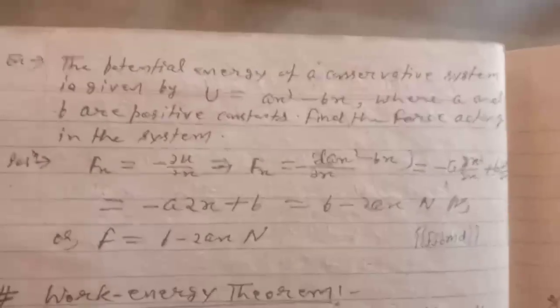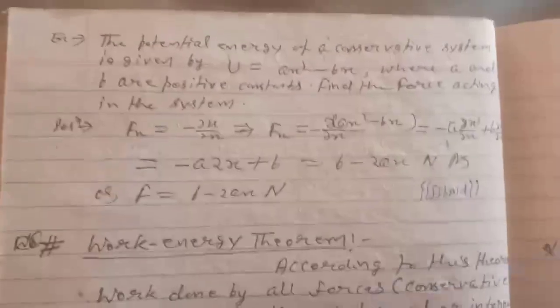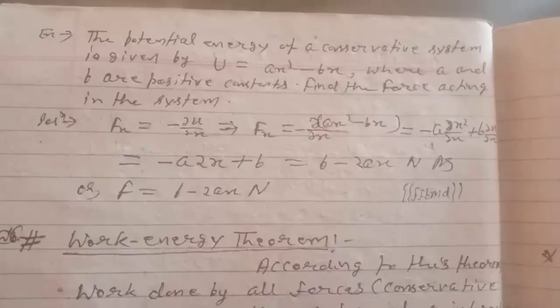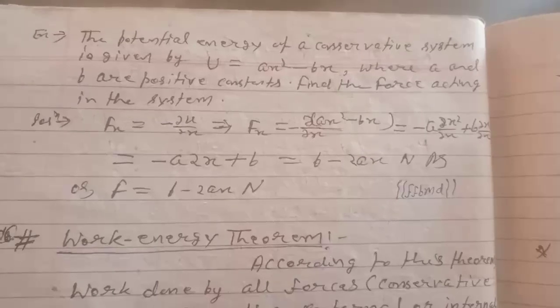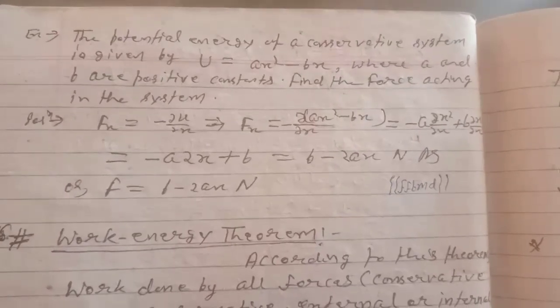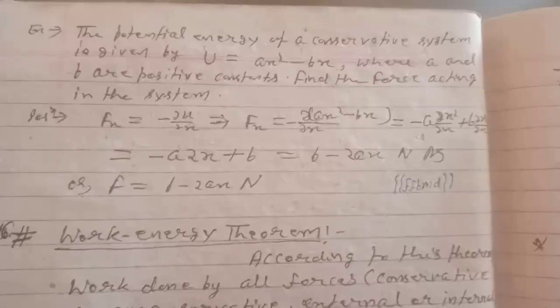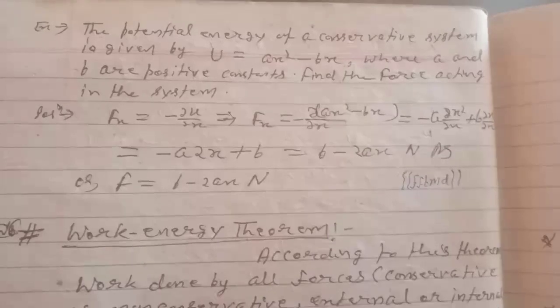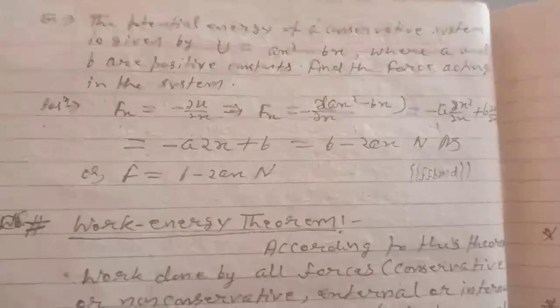The potential energy of a conservative system is given by U equals ax square minus bx, where a and b are positive constants. Find the force acting in the system. Solution. Fx equals minus del U by del x, so Fx equals minus del by del x of (ax square minus bx), equals minus of a into d x square by dx plus b into dx by dx, equals minus a into 2x plus b, equals b minus 2ax Newton. Now, the work energy theorem.